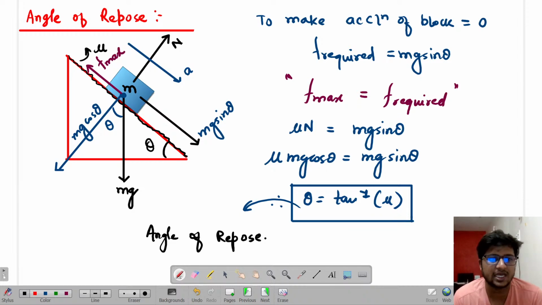So the value of theta must always be tan inverse mu. This means if the inclination is less than this theta, the body will not slide. If the angle is more than this theta, then the body is definitely going to slide. Are you able to get me or not?